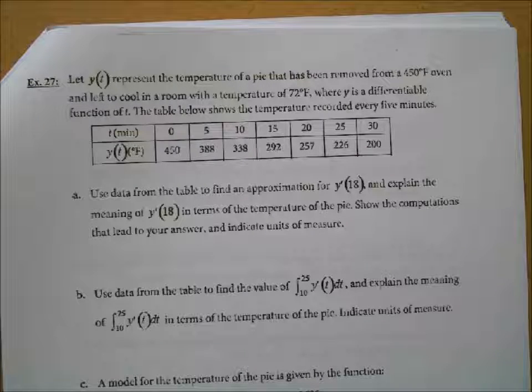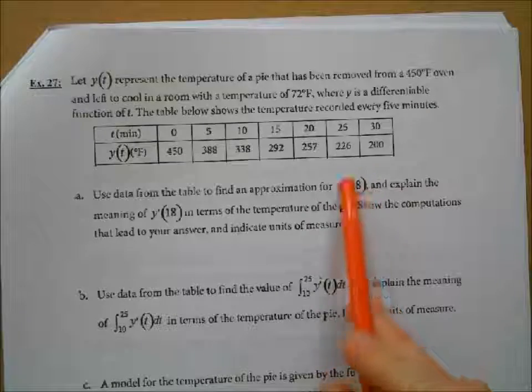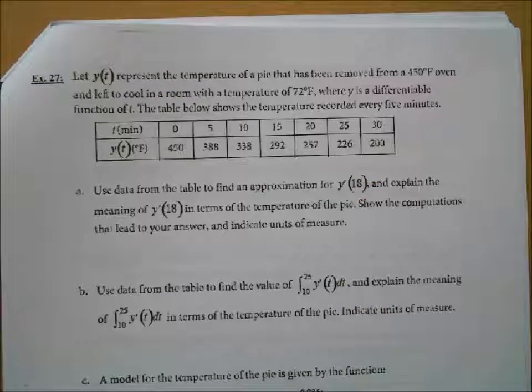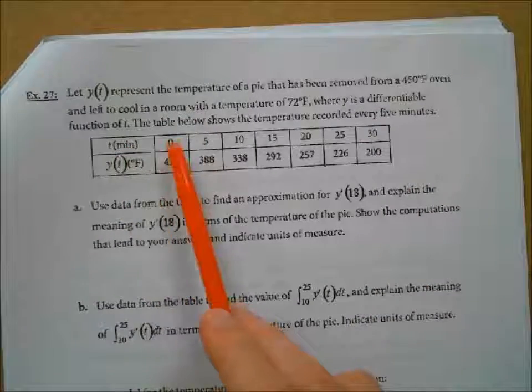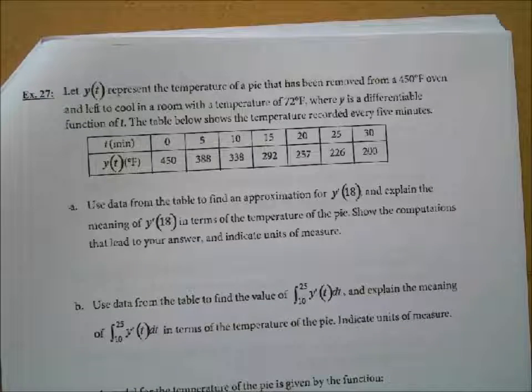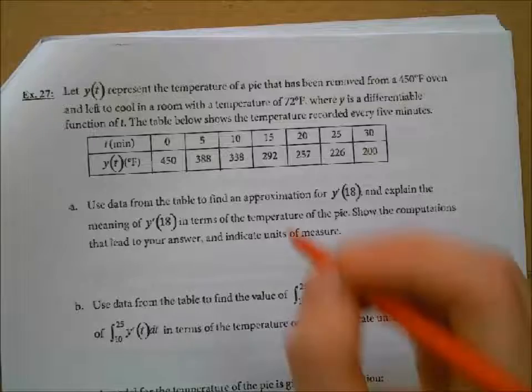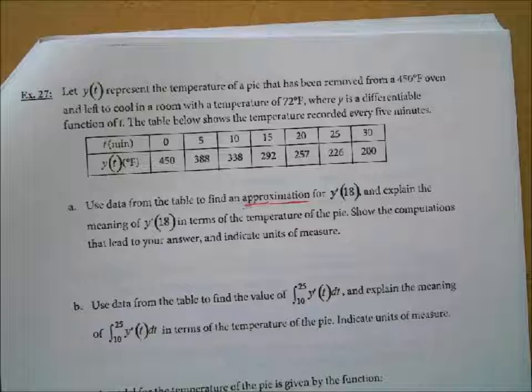So we have no graph, we have no function here, and we're still asked to come up with an approximation for the value of the derivative at 18. If you look here in the table, we have time in minutes: 0 minutes, 5 minutes, 10 minutes, 15 minutes, 20 minutes, 25 minutes, 30 minutes. That 18 minutes is not on the table. But that's why we're asked to find an approximation here, because we're not going to get an exact value, but we're going to try and approximate it.